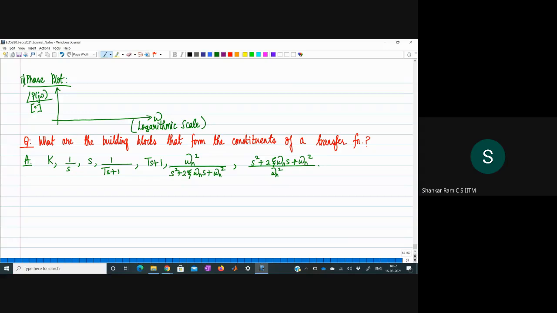So that's what we are going to learn over the next few classes. We will learn how to plot the Bode diagram, so that we learn how to plot the Bode plot for any given transfer function, right?